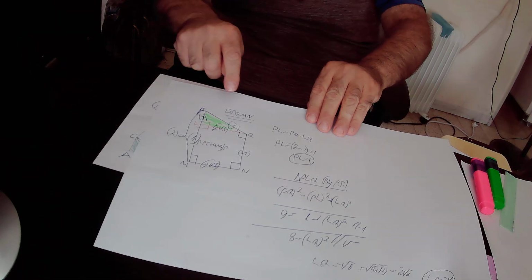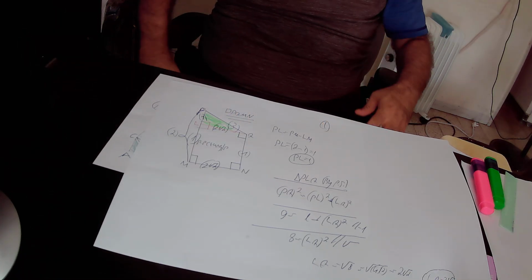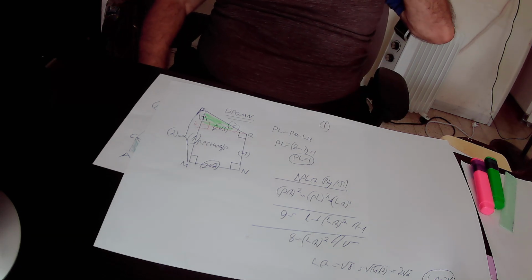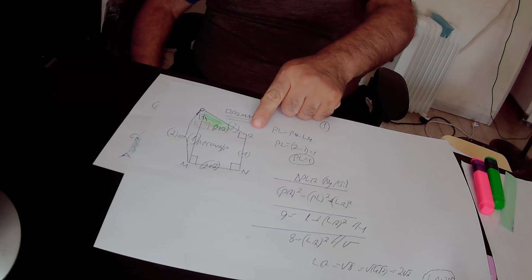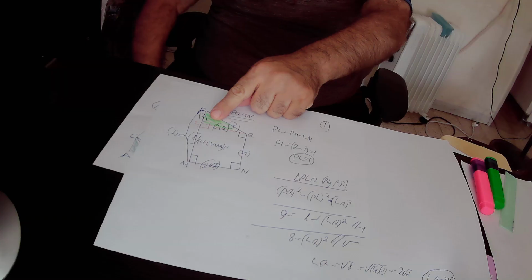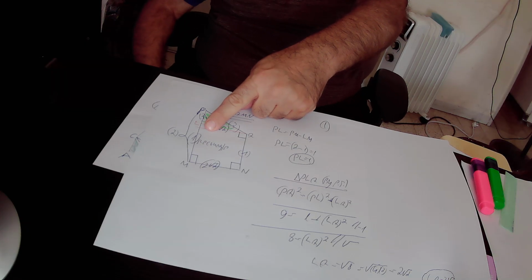This is quadrangular PQNM that I copied from the original drawing. In the next step, we did the construction: from point Q, we go perpendicular on PM. So this angle equals 90 degrees, and this angle also equals 90 degrees according to the construction.